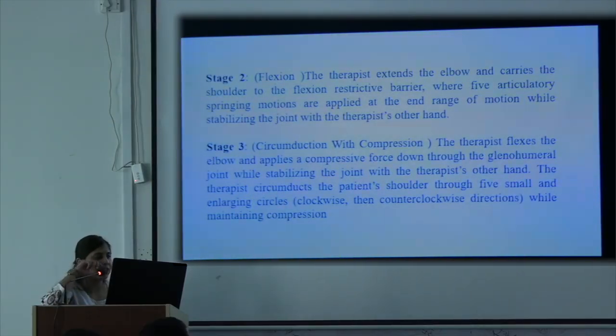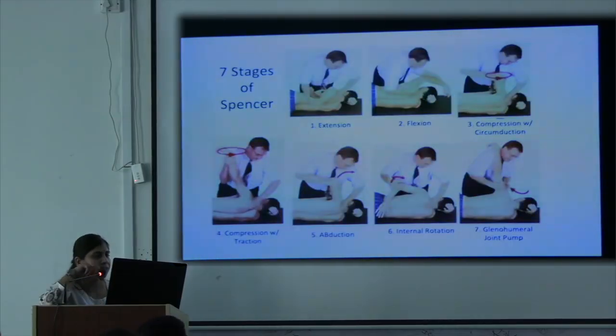The second stage is the flexion stage. The therapist extends the patient's elbow and carries the shoulder to the flexion restricted area. 5 articulatory spring motions are applied at the end range of motion while stabilizing the joint with the therapist's other hand. The second one is the flexion movement, where the therapist extends the elbow and flexes the shoulder joint while stabilizing the scapula.